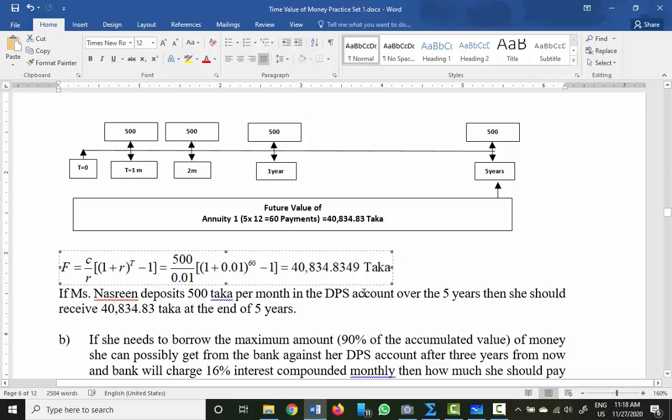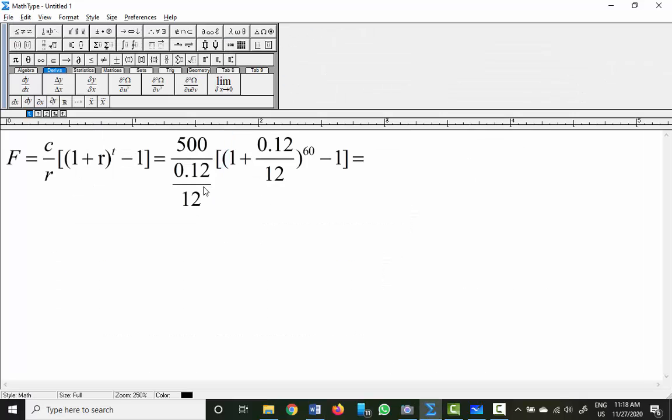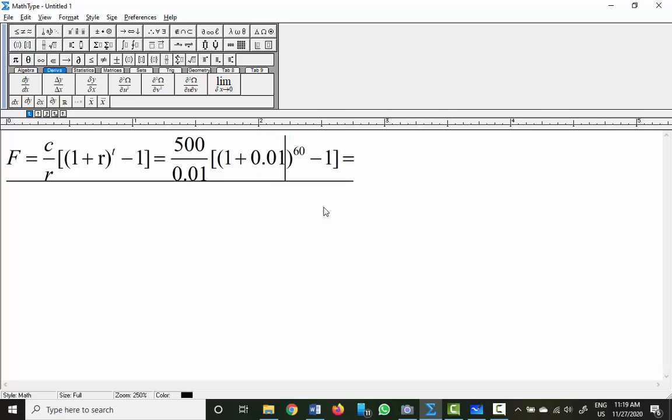You can also do it in a different way. First of all, 0.12 divided by 12 is 0.01. You can write 0.01 there, and here also 0.12 divided by 12 is 0.01. You can write it that way. In that case, again you can solve it to get the answer.